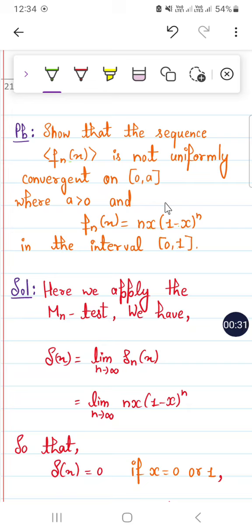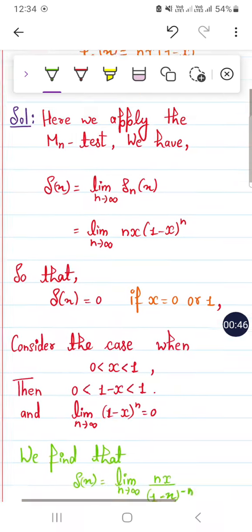So we cannot say that it is uniformly convergent on the closed interval, because if the limit of continuous functions is continuous, then on the closed interval it is called uniformly convergent, right? Now here we apply the Mn test.